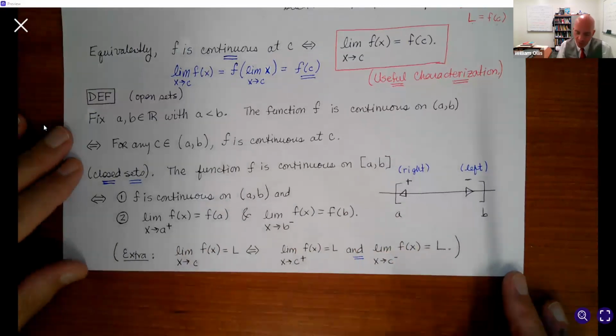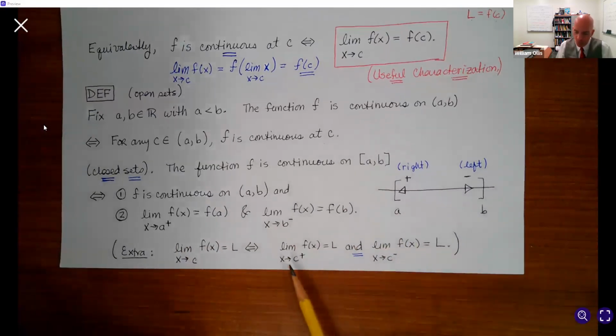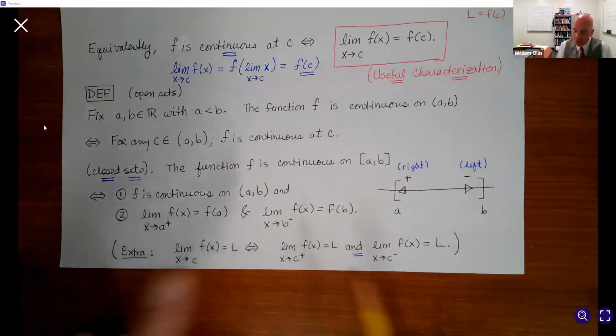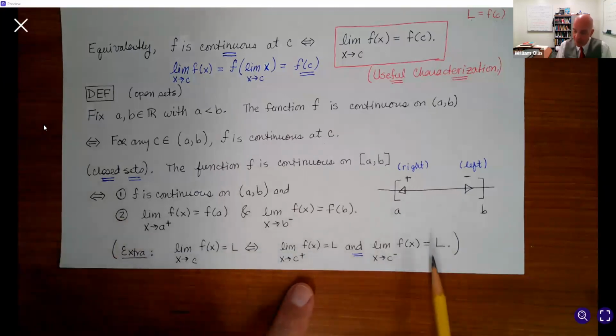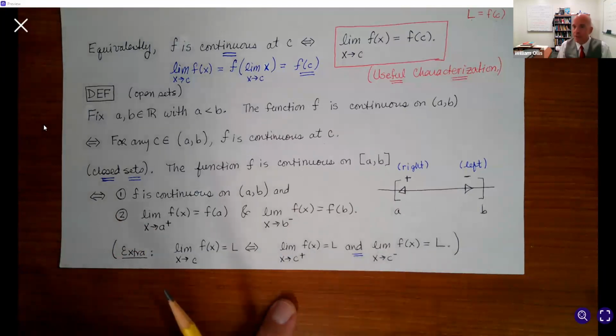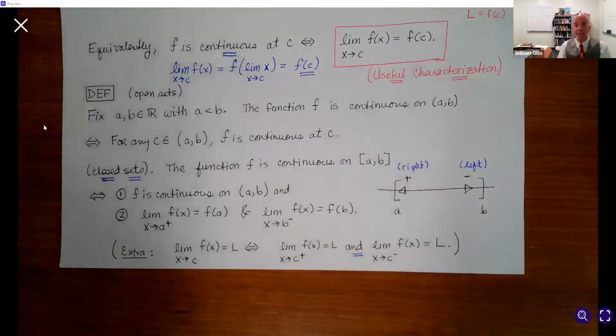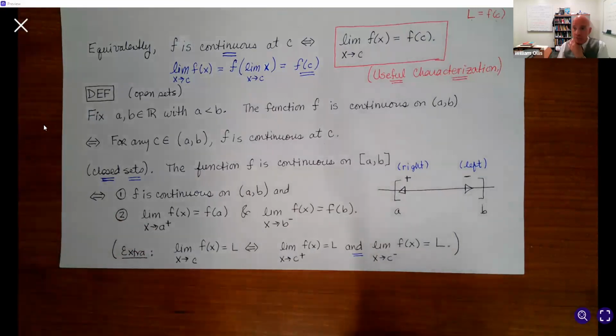So just to reiterate, as I said before, if a standard limit exists and is equal to L, it's only because of this. That is, the right and the left limits exist and they both are equal. So that is exactly why the definition of continuity provides for a well-behaved function.